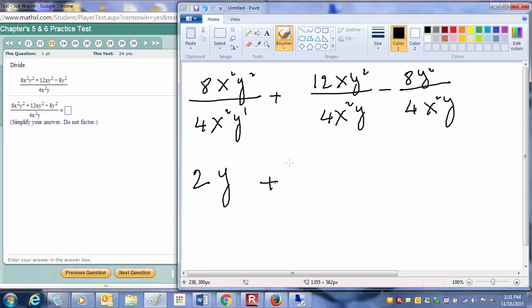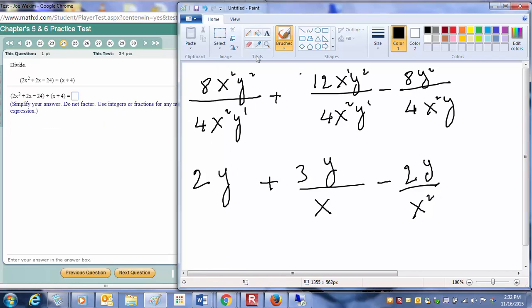12 over 4 is 3, x, we have 1x here, we have 2. If you subtract 1 minus 2, it's going to be x to the power negative 1, but you have to move it to the denominator to make it positive. Here you have y squared divided by y, 2 minus 1 is positive 1, so y in the numerator. 8 over 4 is 2, y squared divided by y is y, and then x squared will stay in the denominator because we cannot simplify it. That would be the final answer. Let's try number 24.